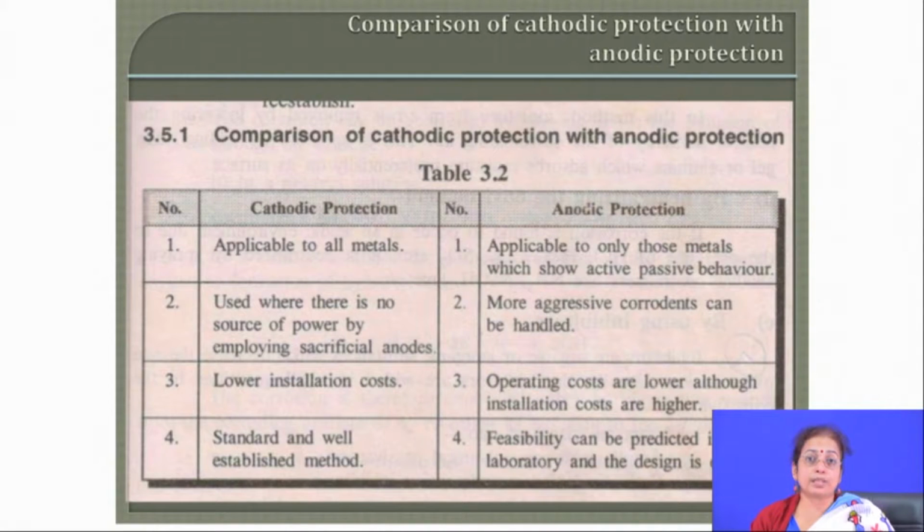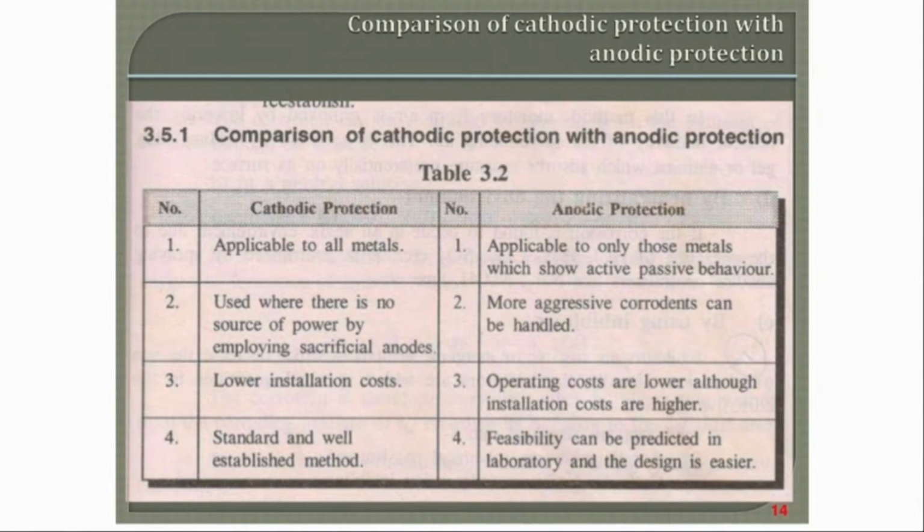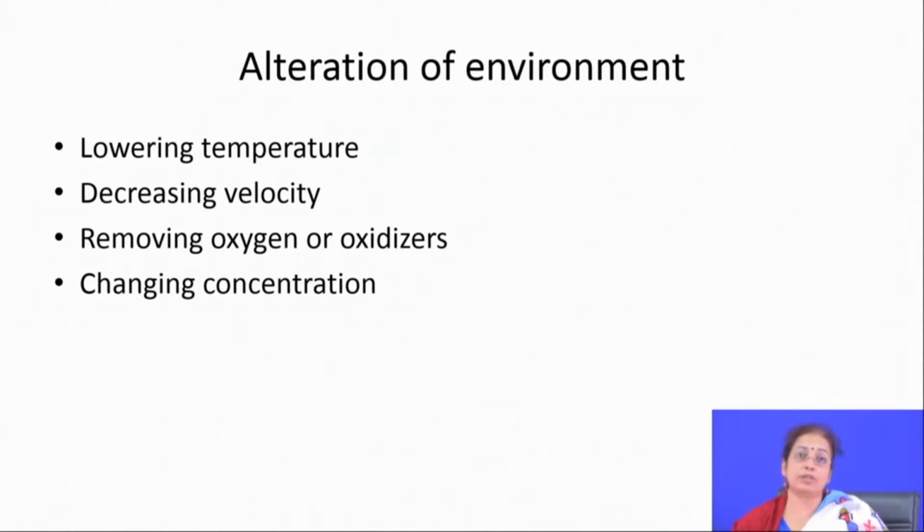and cathodic protection is a standard system and well established. As for feasibility, naturally for anodic protection you have to know whether at all anodic protection can be applied for this material. So, you can say that cathodic protection is highly versatile and can be widely used for all kinds of materials.